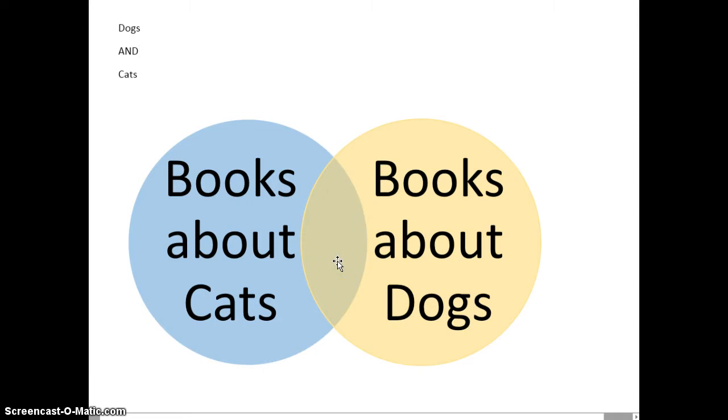This is a significantly smaller number of items than those included by both of these total circles. So the books that mention both dogs and cats is a smaller number of books than all the books which mention either cats or dogs.